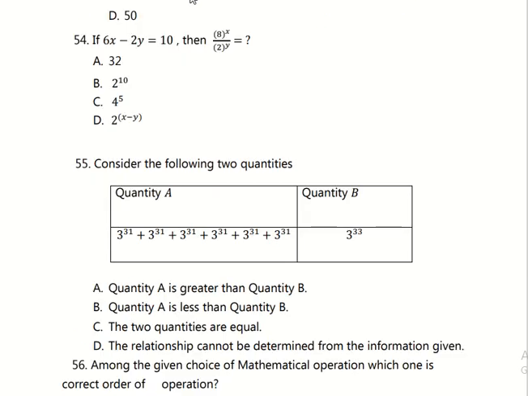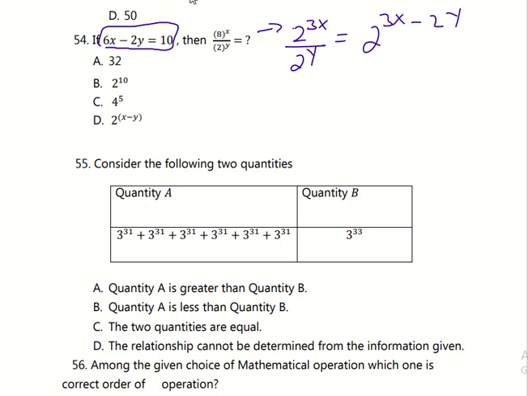Next one, 6x minus 2y is equal to 10, given to us. And then what is 8 to the power of 2x over 2 to the power of y? We can write it in exponential form. 8 is 2 cubed. So this is the same as 2 to the power of 3x over 2 to the power of y, which is 2 to the power of 3x minus 2y.